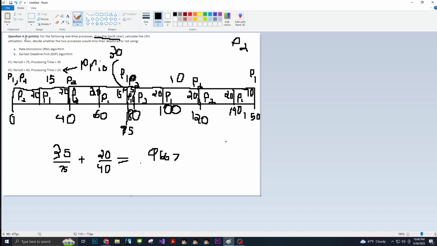That's my understanding of the rate monotonic algorithm. If I'm wrong, please let me know, just because this is still a new concept for me as well.